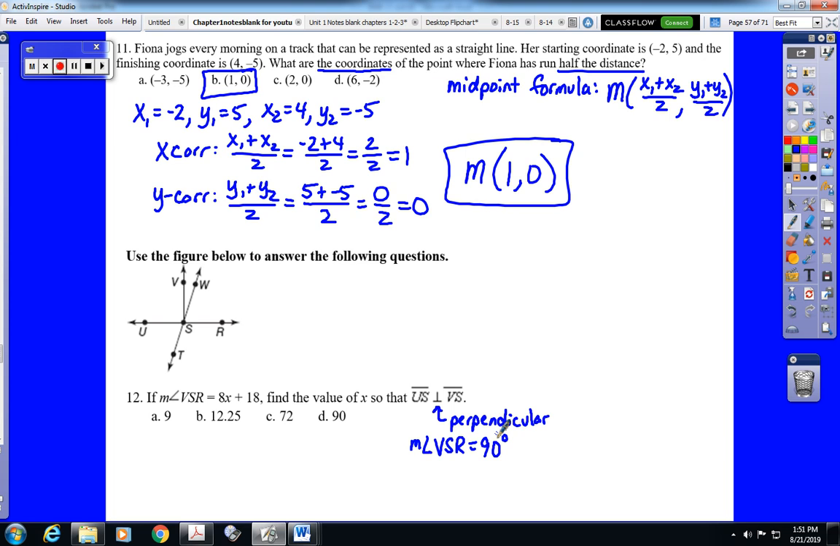So we are going to say our equation is 8x plus 18 equals 90, and we're going to solve for x. We would subtract 18 from each side, which would give us 8x equals 72. And then we are going to divide by 8, which is going to give us x equals 9. So x would be 9 in order for that to be a right angle, which would make US perpendicular to VS.